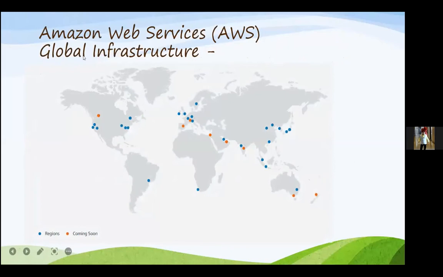Okay, let's go to the global infrastructure. See where the Amazon data centers are available. Amazon data centers are available in India. The blue one is the region and the orange one is coming soon. I told you at the Mumbai region we have the Amazon Web Services data center. And where is it coming? The next one is coming at Hyderabad. If you see New Zealand, Australia, Europe, everything is available.